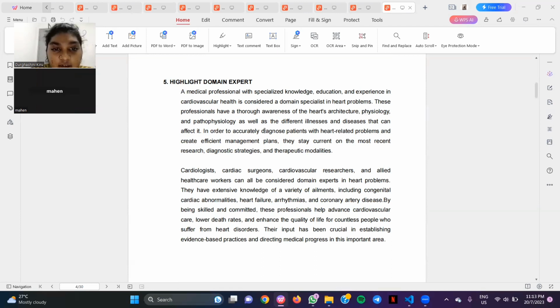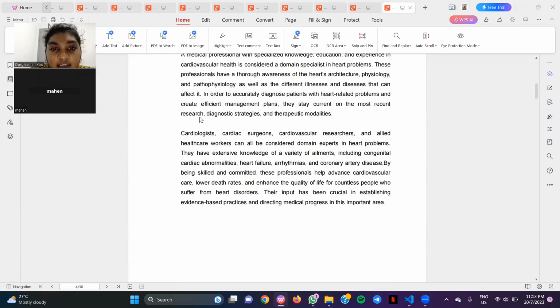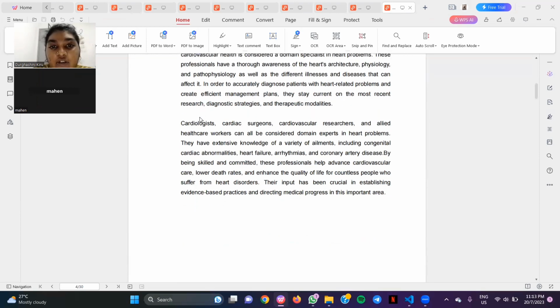A cardiologist, cardiac surgeon, cardiovascular researchers, and also allied healthcare workers can be considered domain experts in heart problems. They also have extensive knowledge of a variety of ailments, including congenital cardiac abnormalities, heart failures and more.